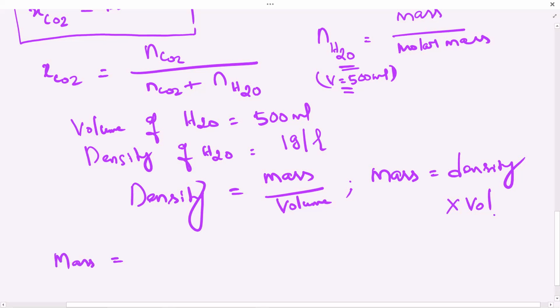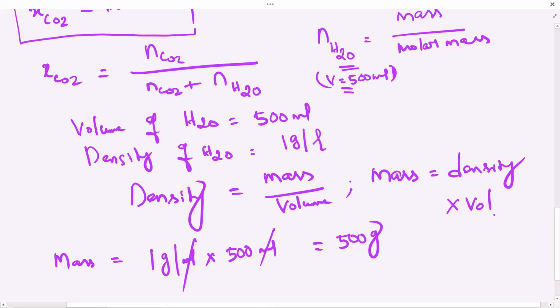That is equal to density. What is density here? 1 gram per ml into what is the volume here? 500 ml. ml gets cancelled. So that is equal to 500 gram. This is the mass of water here.